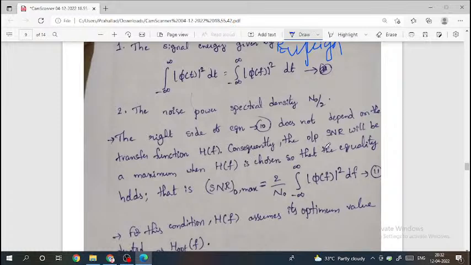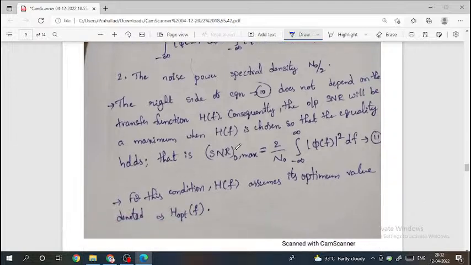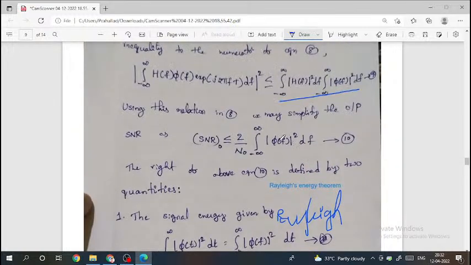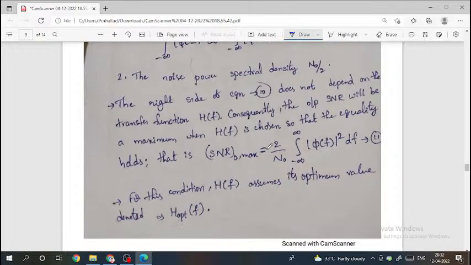Consequently, the output signal to noise ratio will be a maximum when H(f) is chosen so that the equality holds. So here, to get the maximum value of the signal to noise ratio, consider this equation with the equality principle. So equality holds, that's why consider the equal expression. The maximum output signal to noise ratio is equal to 2 by N0 into the integral from minus infinity to infinity of |Φ(f)|² df. That is expression number 11.